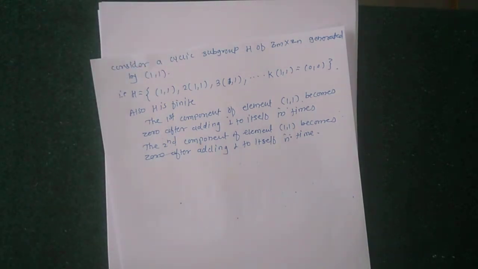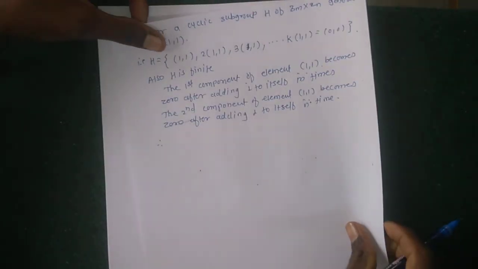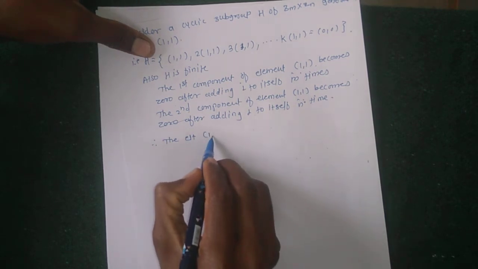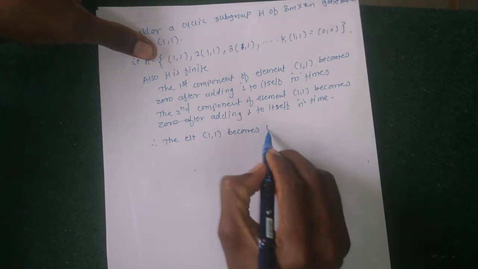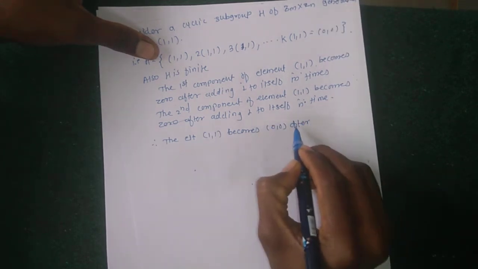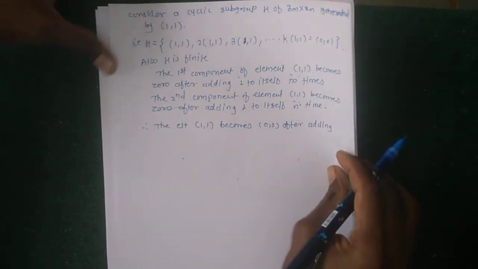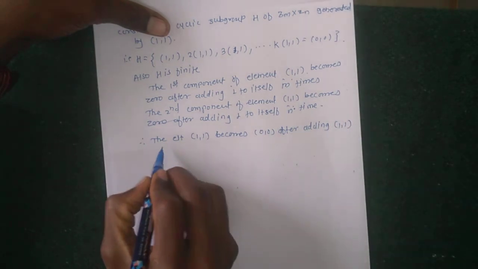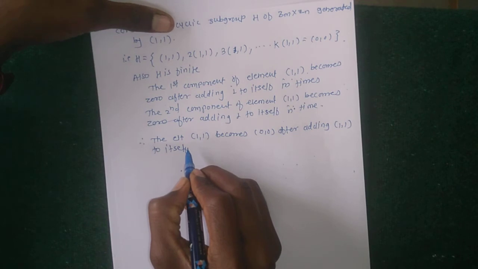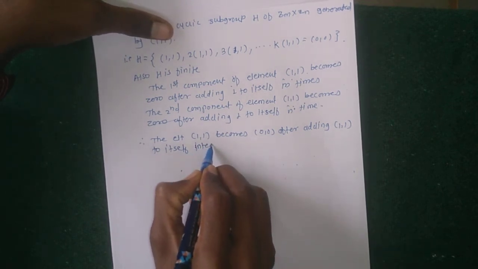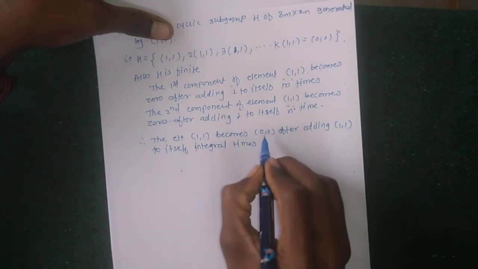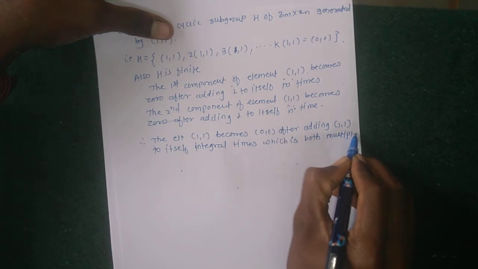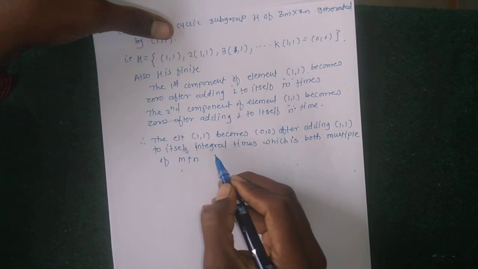Therefore the element (1, 1) becomes (0, 0) after adding the ordered pair (1, 1) to itself an integral number of times which is a multiple of both m and n.